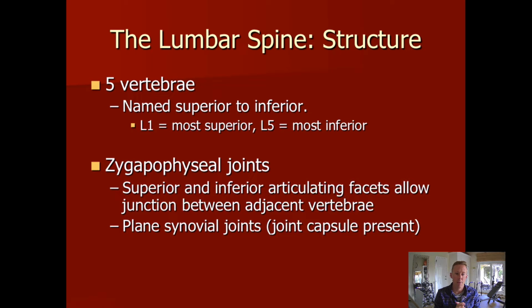So those are the facet joints, and we won't see those just in the lumbar spine. We're going to see them through the whole spine. Thoracic region, cervical region. These facet joints are what allow us to move in all three planes of motion, so they're present throughout the whole spine.